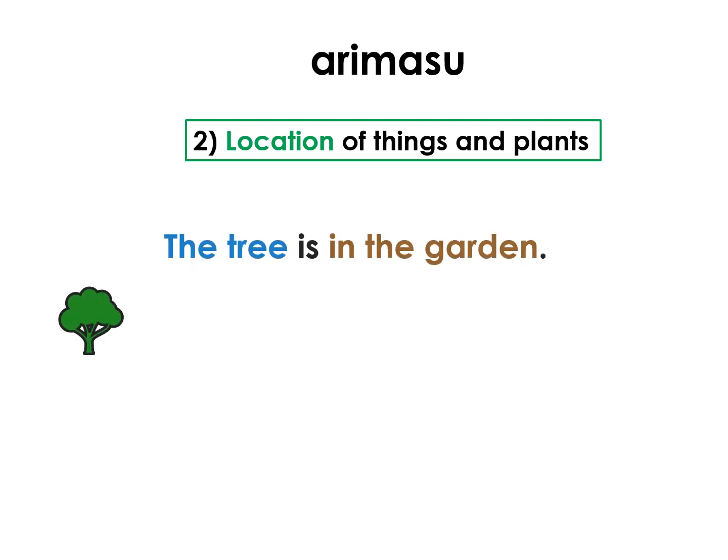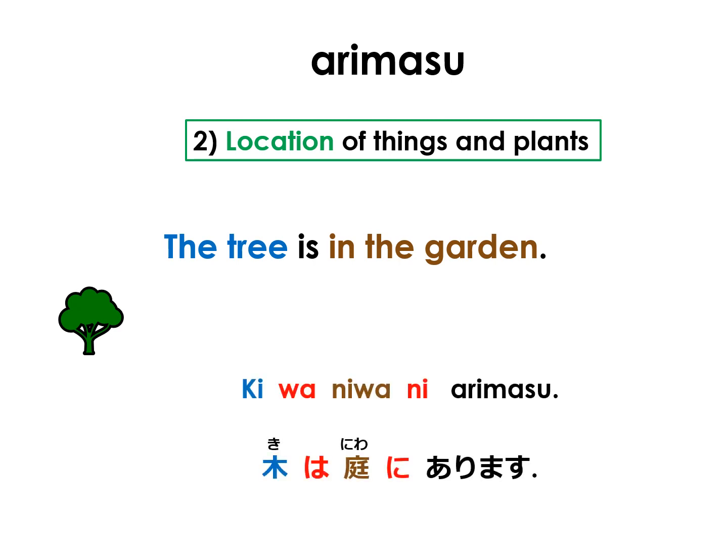However, to say the tree is in the garden, we start by saying what exists, which is the tree, or ki, followed by the topic particle wa. Let's talk about the tree. Then the location, niwa ni. Then the verb arimasu. Ki wa niwa ni arimasu literally means let's talk about the tree. As for the tree, it exists in the garden. Ki wa niwa ni arimasu.